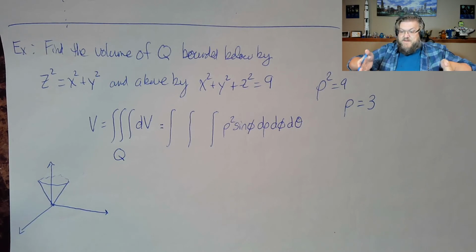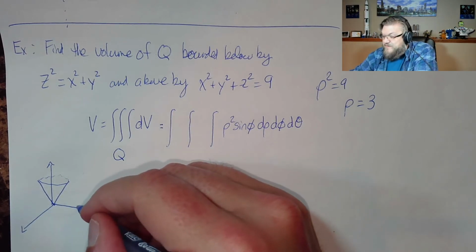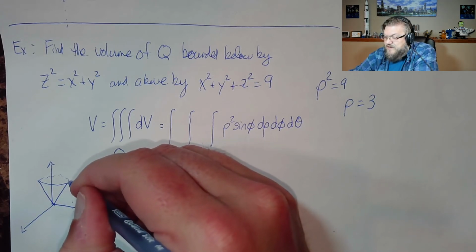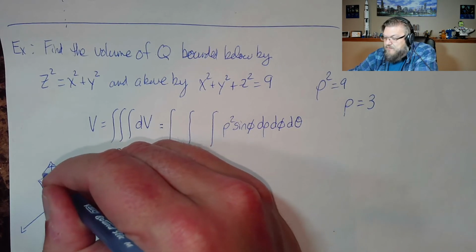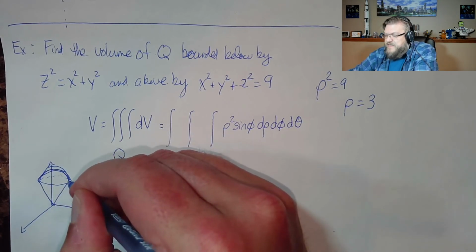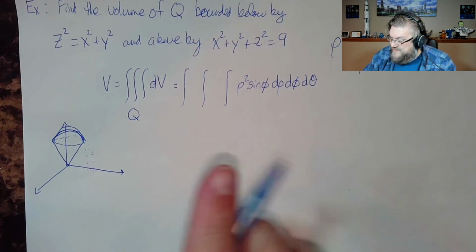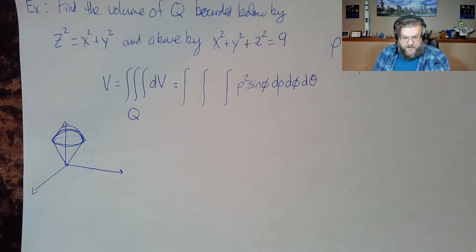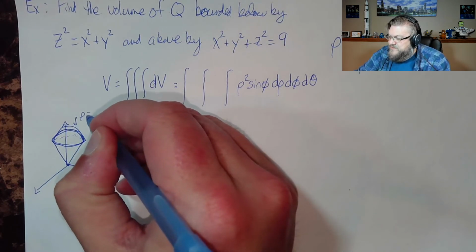So this cone is going to go forever, and then there's this sphere that intersects it. I'm not going to draw that part of the sphere, but it's going to intersect somewhere, come to here, and then make like a little cap, if you will. It looks like a snow cone, right? So I'm finding the volume of a snow cone. That sounds lovely. Okay, so this is the sphere, rho equals 3.